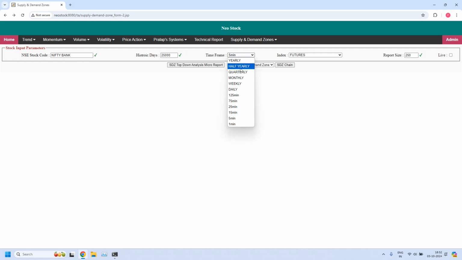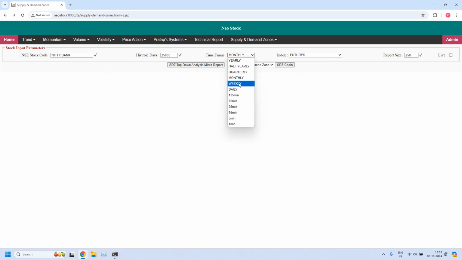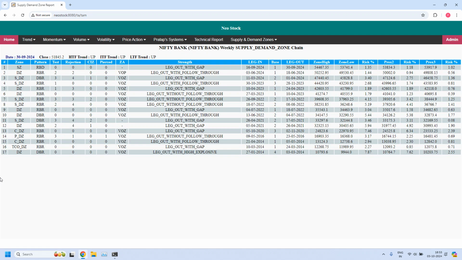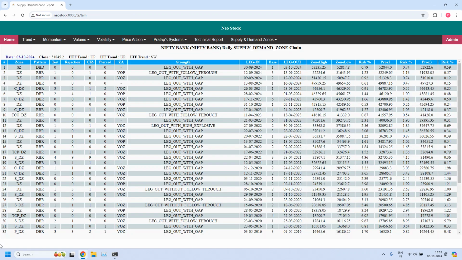Let's start with the monthly time frame. I am generating the monthly supply demand zone chain for BANKNIFTY. Next time frame is weekly, generating the weekly supply demand zone chain for BANKNIFTY. Next time frame is daily, generating the daily supply demand zone chain for BANKNIFTY.